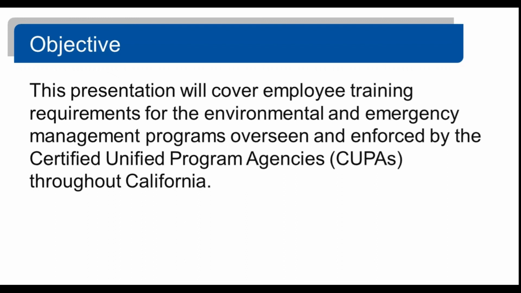So the objective of today's webinar is to cover the employee training requirements for those environmental and emergency programs that are overseen and enforced by your Certified Unified Program Agencies, or the CUPAs, for regulated businesses throughout the state of California. So we will cover what training elements have to be provided, but this webinar will not satisfy any of the discussed or required training elements. It is merely to share with you what training requirements your facility and employees may be subject to.